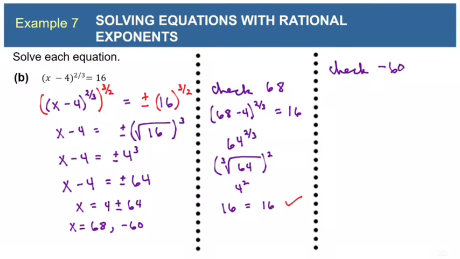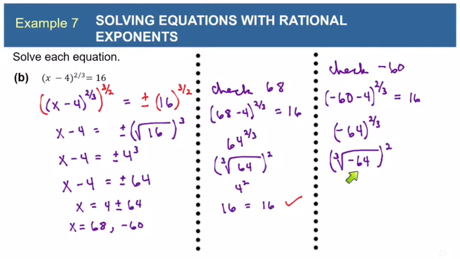And let's do the same thing with negative 60. If we put negative 60 in place, negative 60 minus 4 is going to give us negative 64. And the cube root of negative 64 is negative 4. And negative 4 squared is also 16. So that's a match. And so we got two solutions here, both 68 and negative 60.